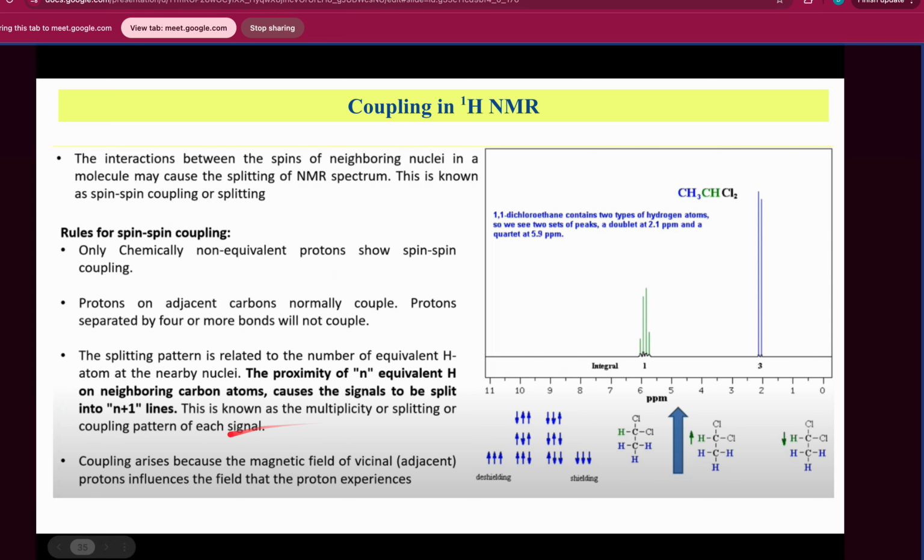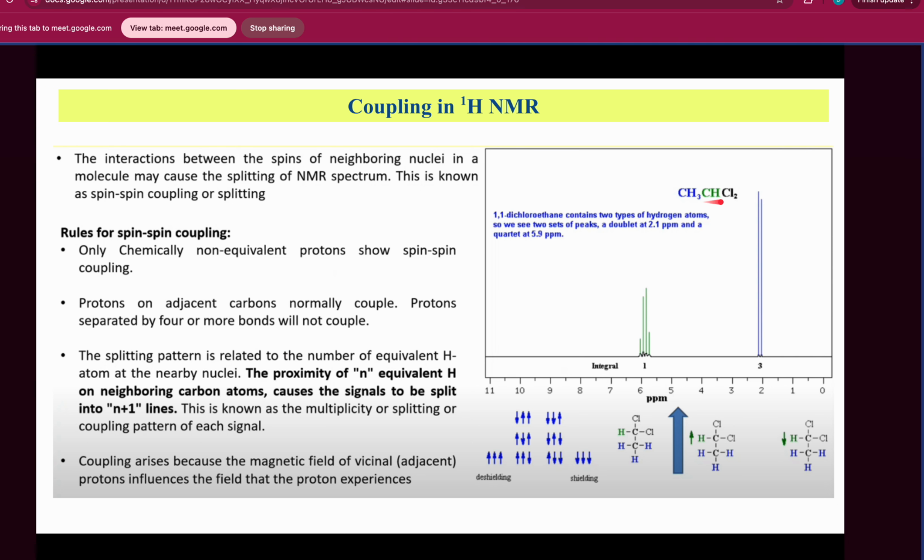This is known as multiplicity, or the splitting or coupling pattern of each signal. Coupling arises because the magnetic field of vicinal, or adjacent, protons influences the field that the proton experiences. Due to this, we see the splitting which is happening.